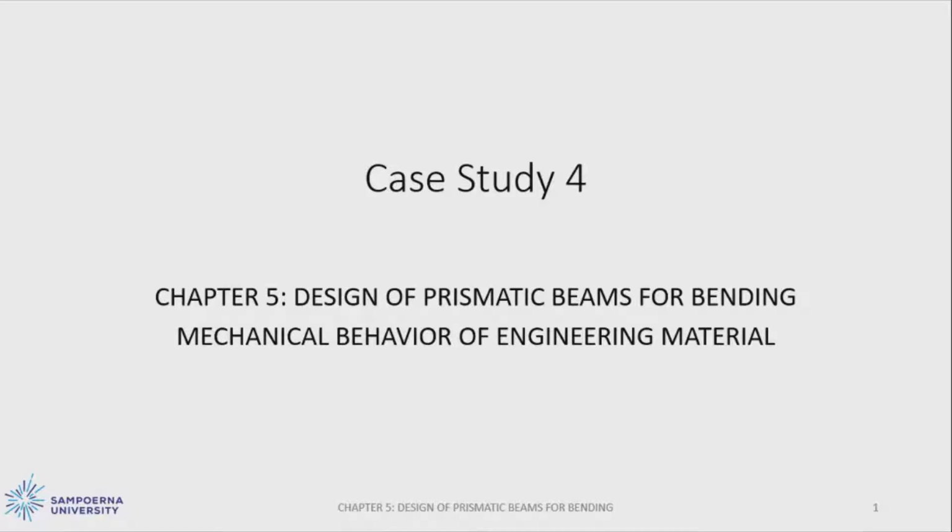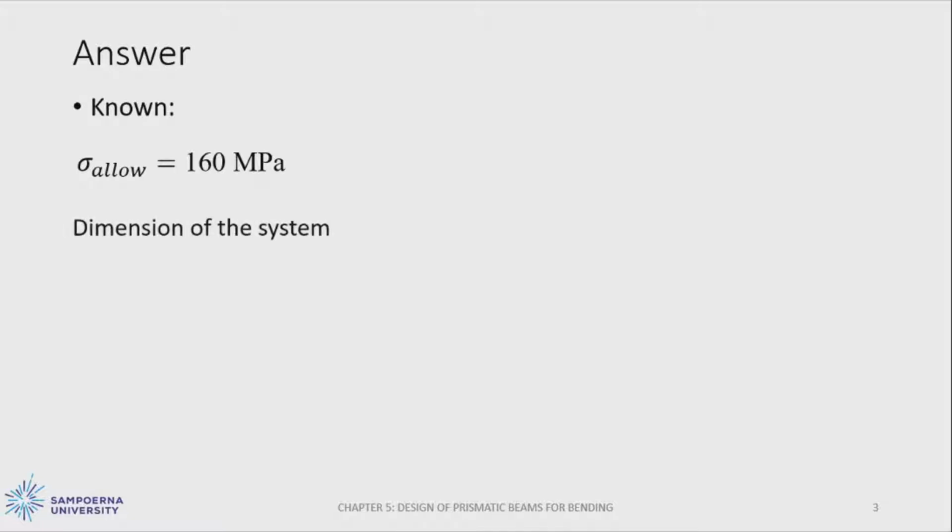Hi, in this video we will discuss case study 4. This case study 4 is covering chapter 5 about the design of prismatic beams for bending. To answer this kind of problem, we need to list all of the known given in the question. We have the maximum allowable stress is equal to 160 megapascal. Then we have the dimension of the system.